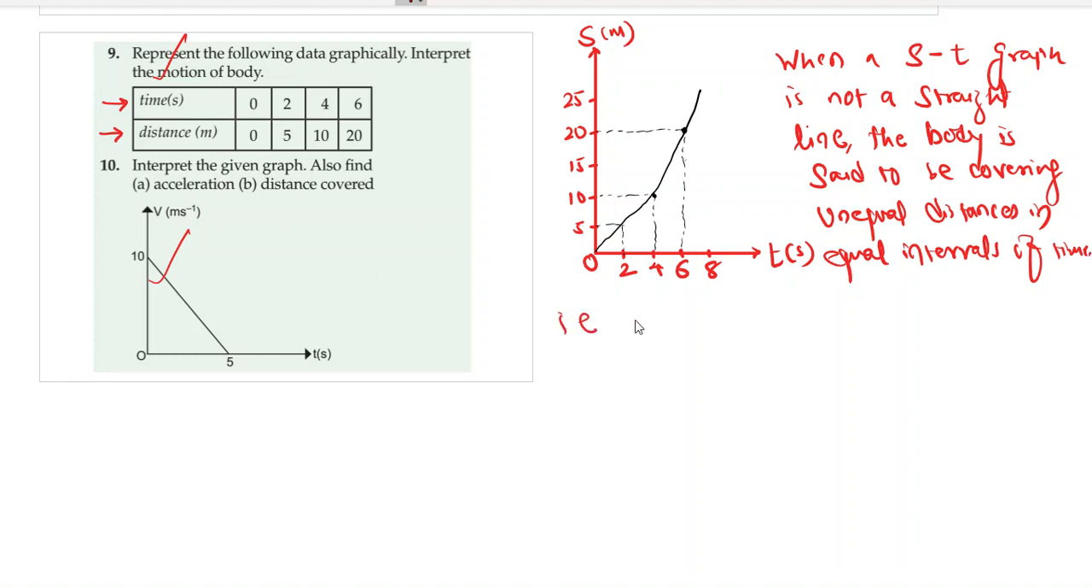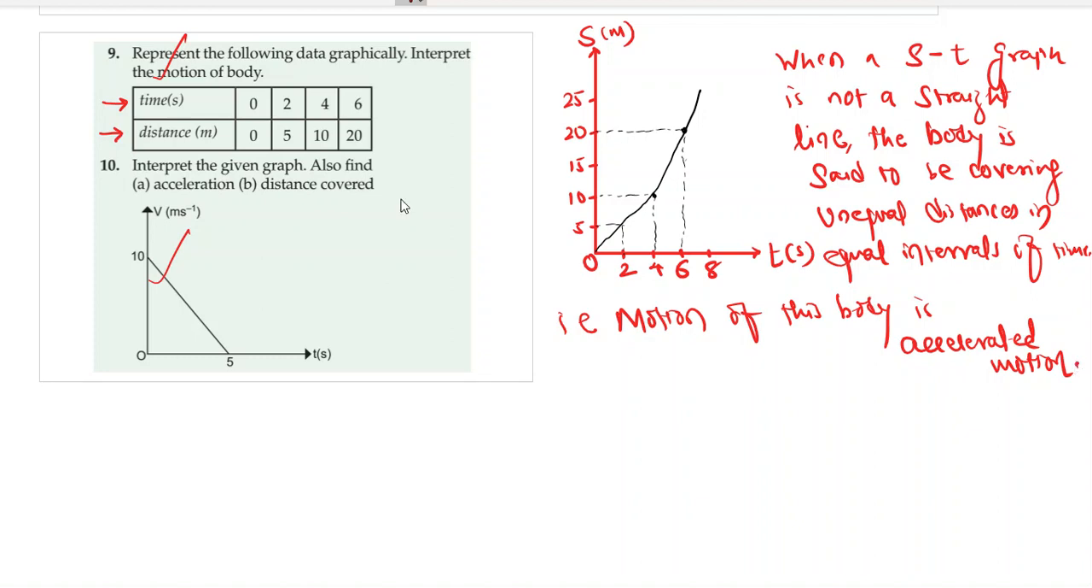That is, motion of this body is accelerated motion. When displacement time graph is not a straight line, the body is said to be covering unequal distances in equal intervals of time, and the motion of this body is said to be accelerated motion. Correct? So that is what you have to do here in question number 9. That's it.